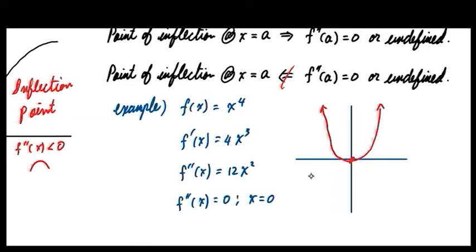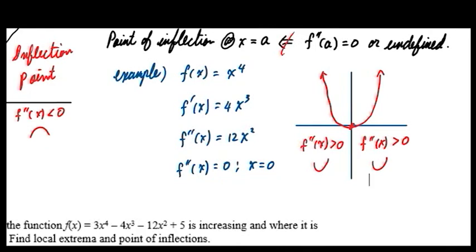Let's just think about it. f double prime of x here, if you plug in -1, is positive on this side, therefore concave up. And f double prime of x here is positive again, so it's concave up. See, it moves from concave up to concave up. So there's no concavity change here, right? Aha. So what we have is 0, 0 is not a point of inflection.